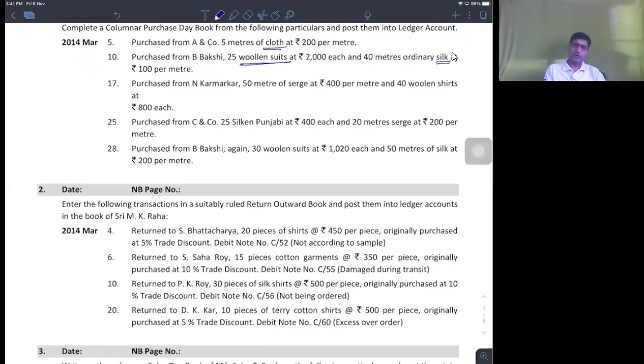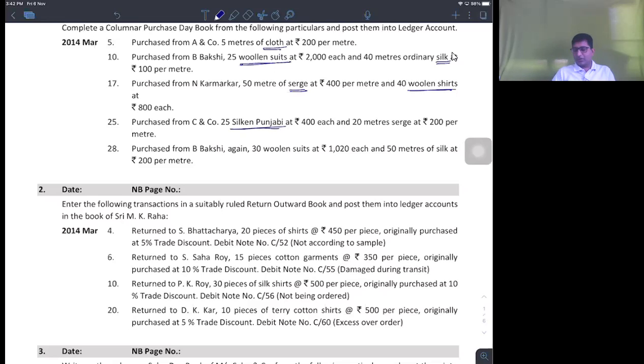These are two separate products, right or not? Then purchase from N Karmakar 50 meters of serge. So another product that we have here is serge. And 40 woolen shirts. Earlier it was woolen suits, now it is woolen shirts. Then on March 25th, purchase from CM Company 25 silk in Punjabi at rupees 400 each, and 20 meters of serge. So again, you have got a new product, that is silk in Punjabi. Serge is remaining the same product. Then purchase from B Bakshi again 30 woolen suits of rupees 1020 and 50 meters of silk at rupees 200 per meter. So silk we have already covered. There is no problem. Woolen suits we have already covered.